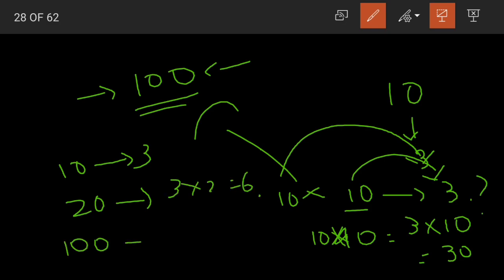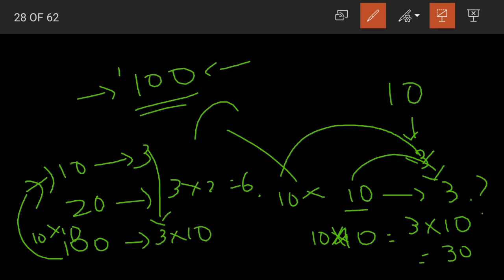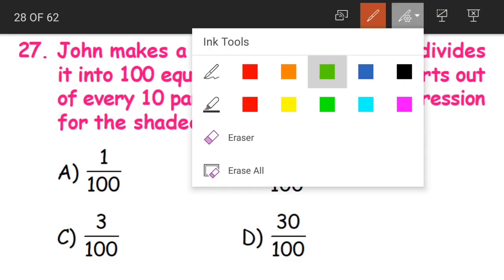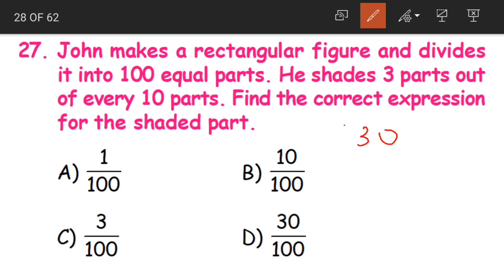In the same way, for 100 parts, how will we get 100? 10 into 10 is equal to 100. So 3 is also to be multiplied by 10. So for 100 parts, he has shaded 30 parts. How many parts, children? He has shaded 30 parts.